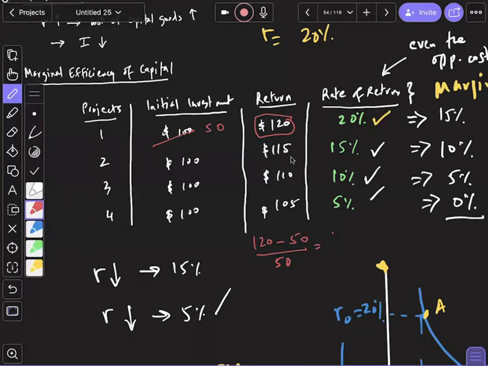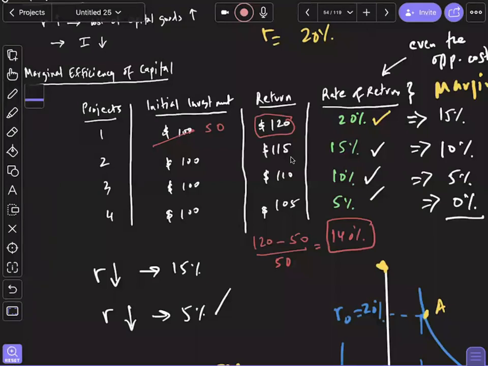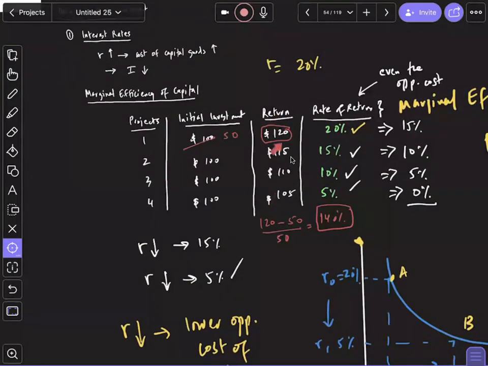Anyone with a calculator? Times what, sir? 120 minus 50 over 50. 7/5. Yep, 7 by 5 is how much? 7 by 5 is 140%. 140%. So you guys look at the return that happens. For each and every level of return, the rate of return will go up.